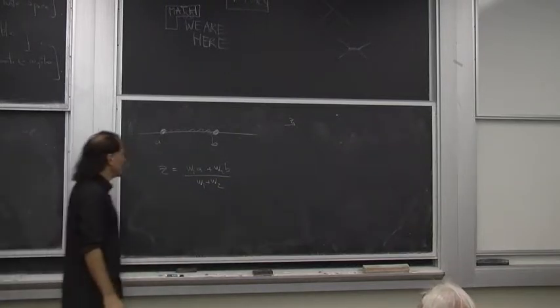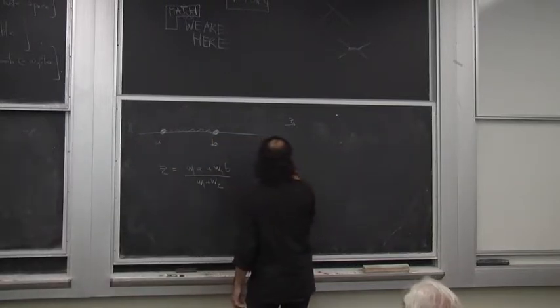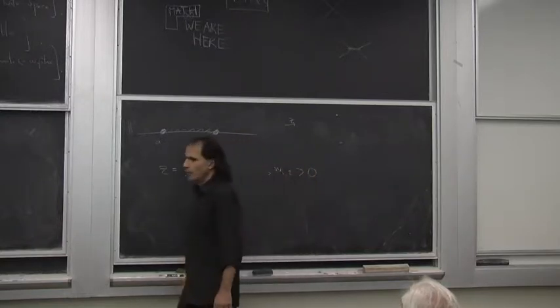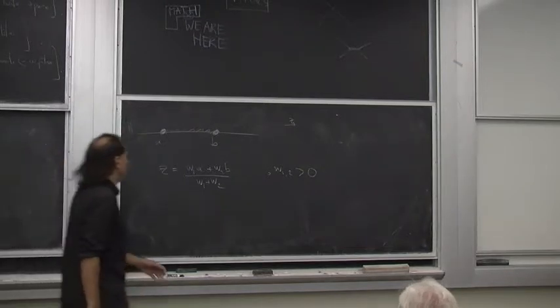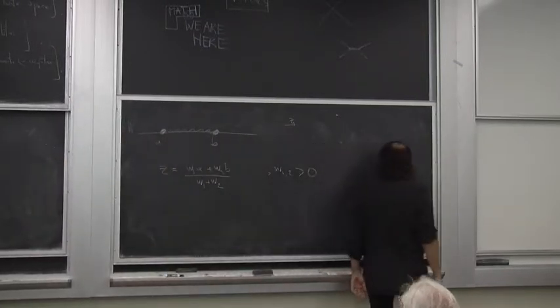Where W1 and W2 are positive. So if you want to give me all the points between A and B, they're all some weighted sum of A and B. Is that clear? So W1 and W2 are just any old positive numbers.